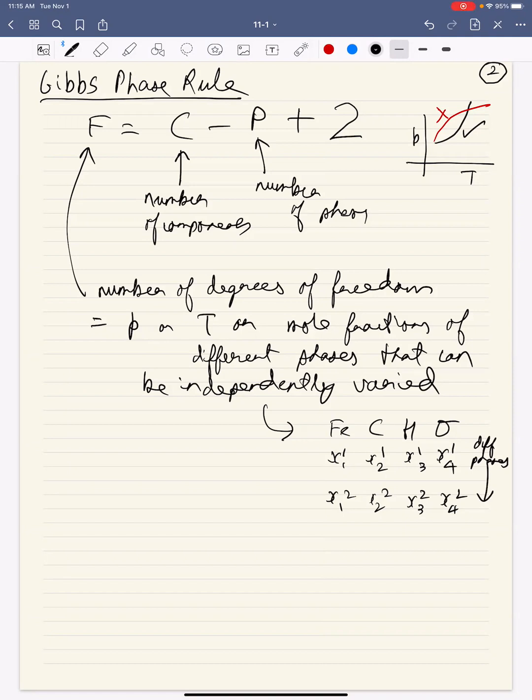And let's try to work through it as to where it comes from. So we will work through the derivation today, and that will give you intuition for where it comes from. Okay, so let's derive this.